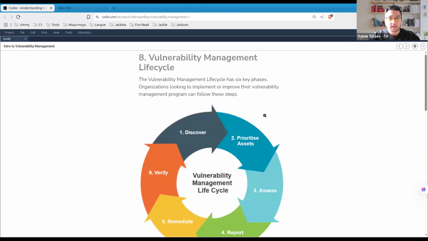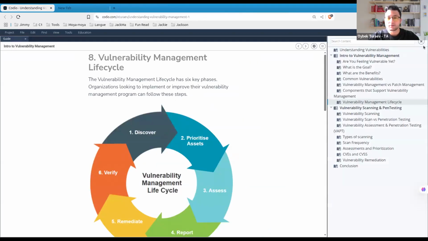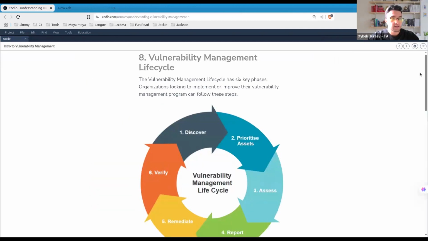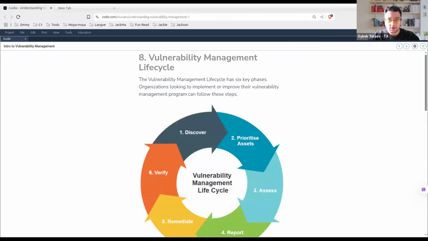So now we're going to talk about the vulnerability management life cycle. Before continuing, we are all good with the initial part, right? What is vulnerability management? What are its important components? So we got the idea, right? Do we have any questions? Does anyone have? Please confirm.